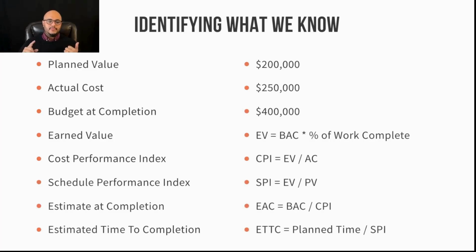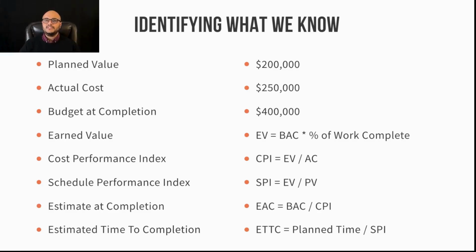We know that a planned value is $200,000. Why? Because the total duration of the project is 1 year. We have already used up 6 months. By 6 months, we should have spent $200,000 because it's $100,000 per story. So I should have completed 50% of the work, which means I should have spent $200,000. $200,000 is my planned value.